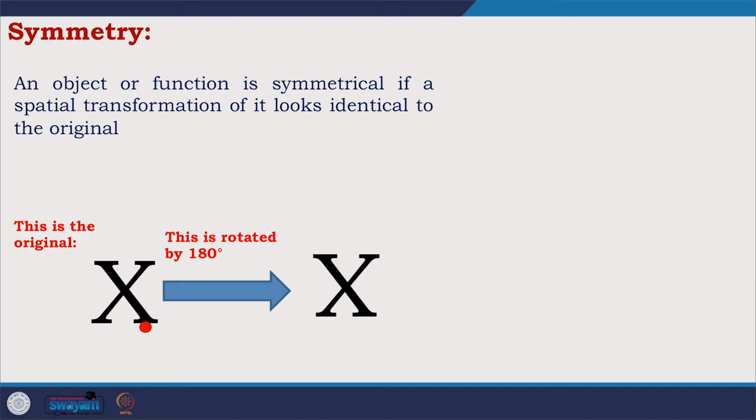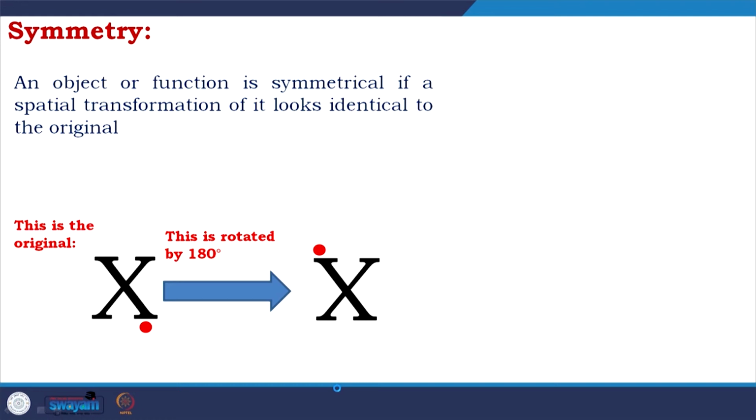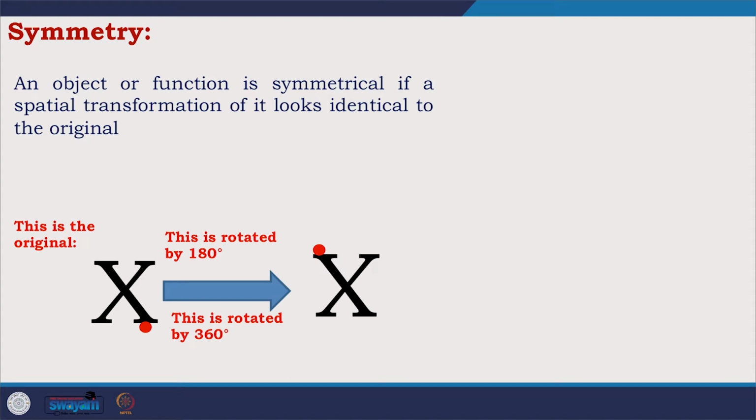Let us say I put a red dot here, and now when I perform a 180-degree rotation, you see that the rotation happened and now the dot comes here. The red dot is not part of the system, not part of the symmetry, but its presence makes it clear. Similarly, a 360-degree rotation would bring it back here.